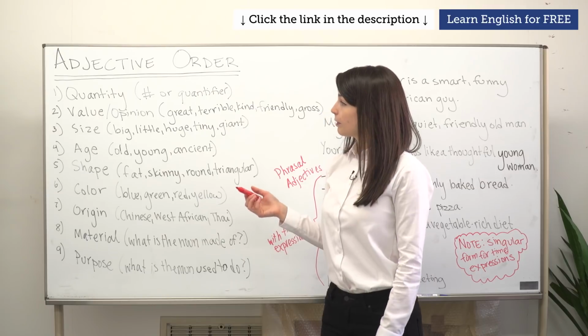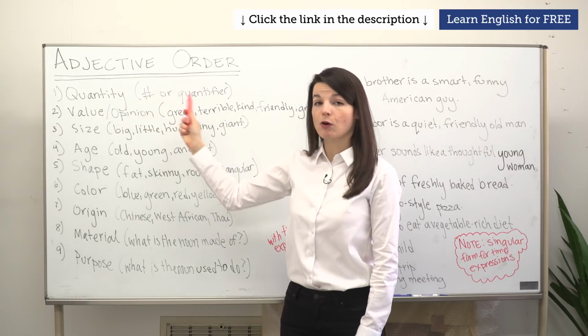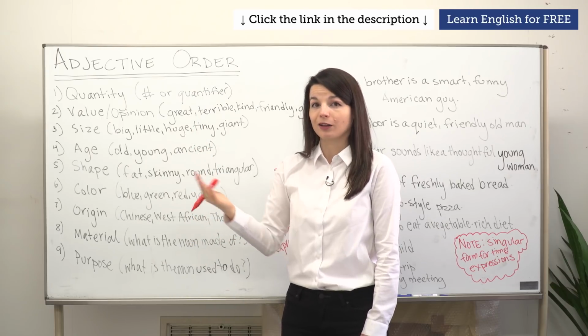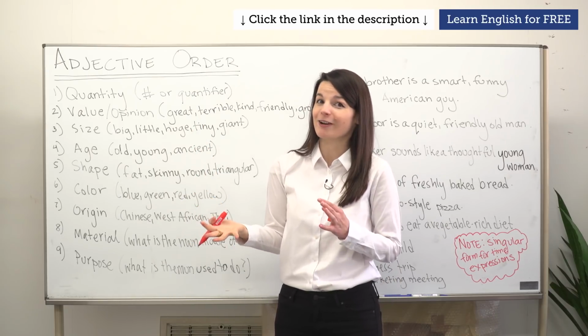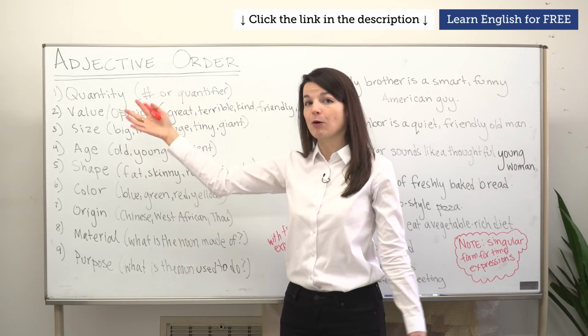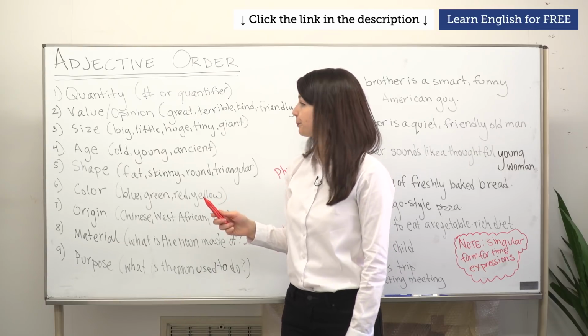Okay, first one is quantity. Quantity means like the number or the quantifier. So this is quite simple, like 2 or 3 or a lot of or a huge amount of, for example. In other words, how much of the thing are you talking about, or how many as well.